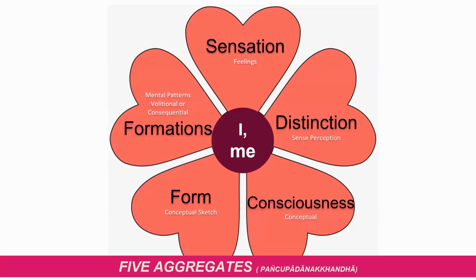There are five things, like the name says: form, sensation, distinction, formations, and consciousness. Rupa, Vedana, Sanya, Sankara, Vijnana. Those are the Pali words. And Pancha Upadana Kanda. Pancha means five in the Pali language. So five aggregates. Now, first of all, we need to understand what an aggregate is. What do we mean when we say an aggregate?